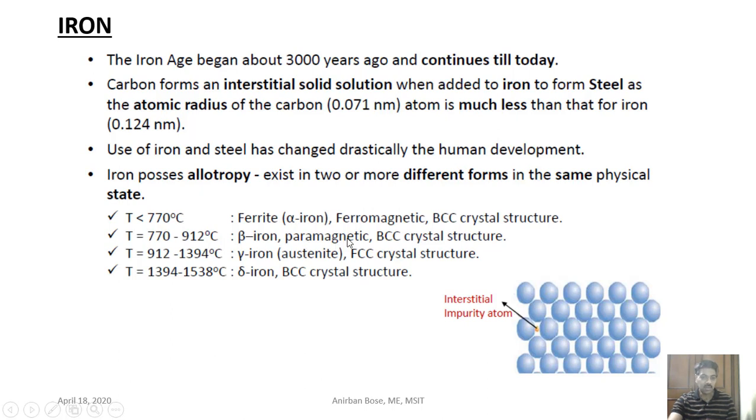That means the magnetic property is feeble, a very small magnetic property is there, which is BCC crystal structure. Not very remarkable, and very small amount is there within that small temperature range. Then 912 to 1394, it is the austenite range, you know, FCC crystal structure. And 1394 to 1530 is the delta iron BCC crystal structure.